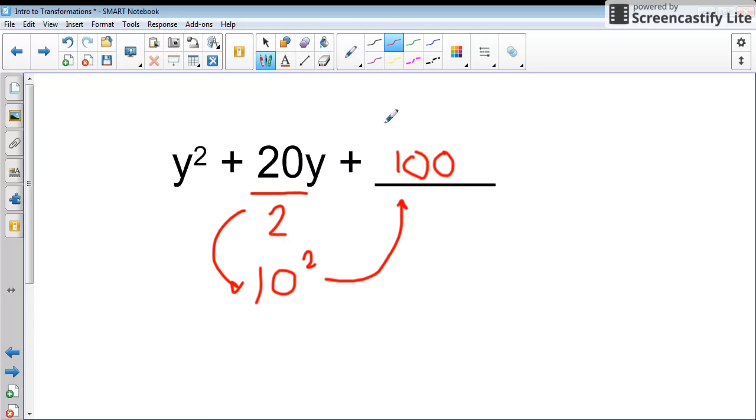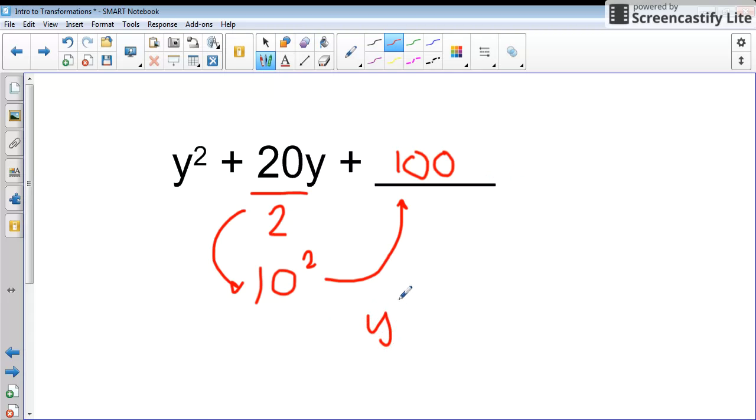10 squared is 100. If you want to stick around and watch more as to why that works, be my guest. But otherwise, it's really just a memorization thing. Take half the middle number and then square it. Multiply it by itself.